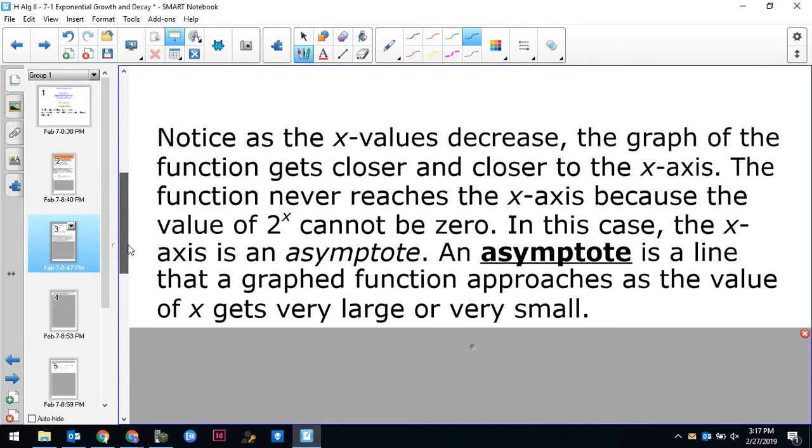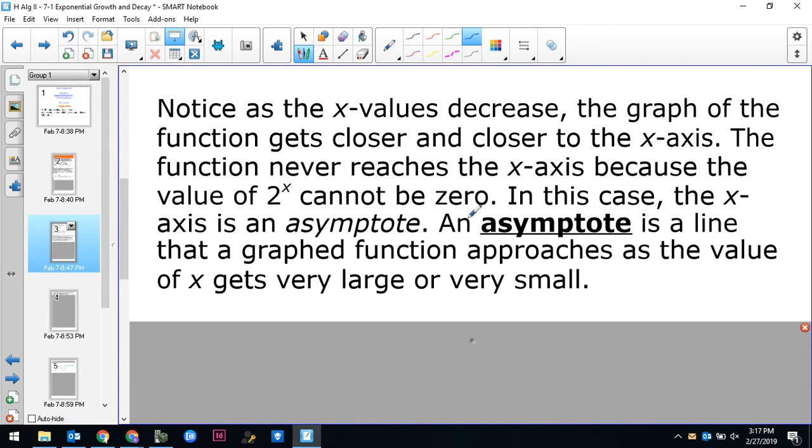I'm pronouncing the P, but you don't really actually pronounce it. It's an asymptote. Go ahead and write that down. An asymptote is a line that a graphed function approaches as the value of x gets very large or very small. We're going to deal with asymptotes in both Chapter 7 and Chapter 8. So it's a good idea to get a hand on them now.